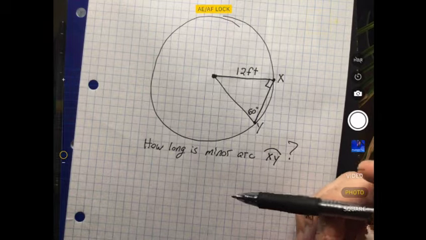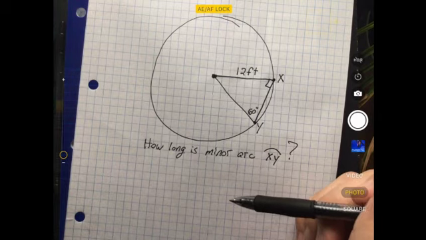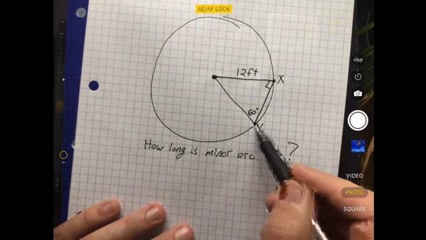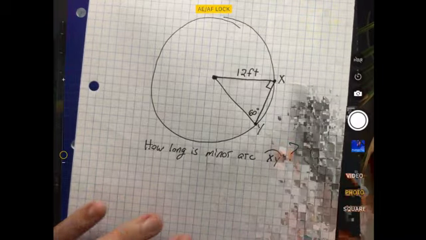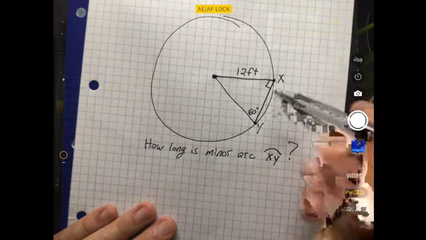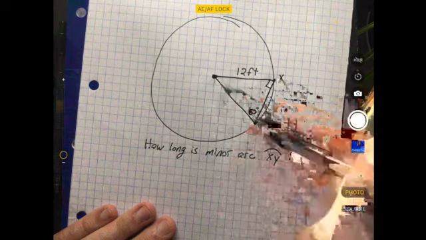So notice that in this one, unlike something like this that we had done earlier, this one has a line that goes from X to Y, and this line makes a triangle. So why would they give you a triangle? Well, what do we know about triangles?